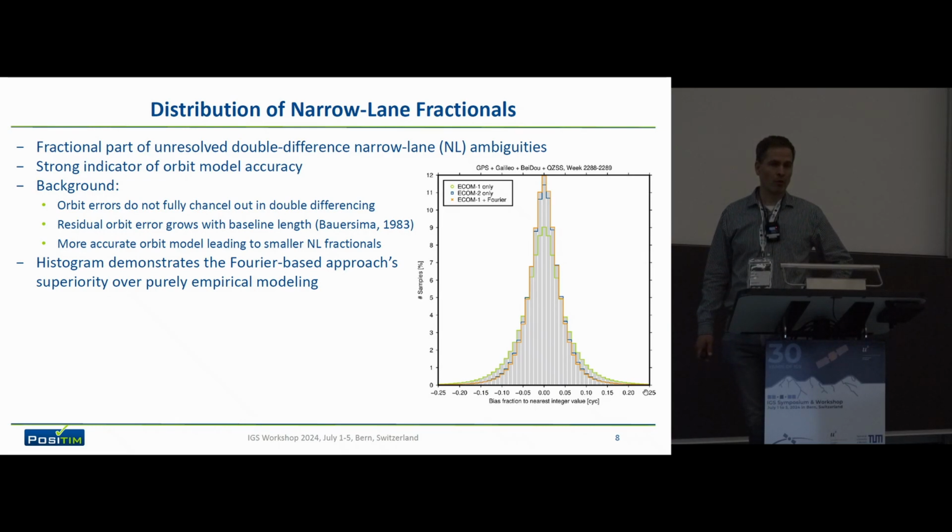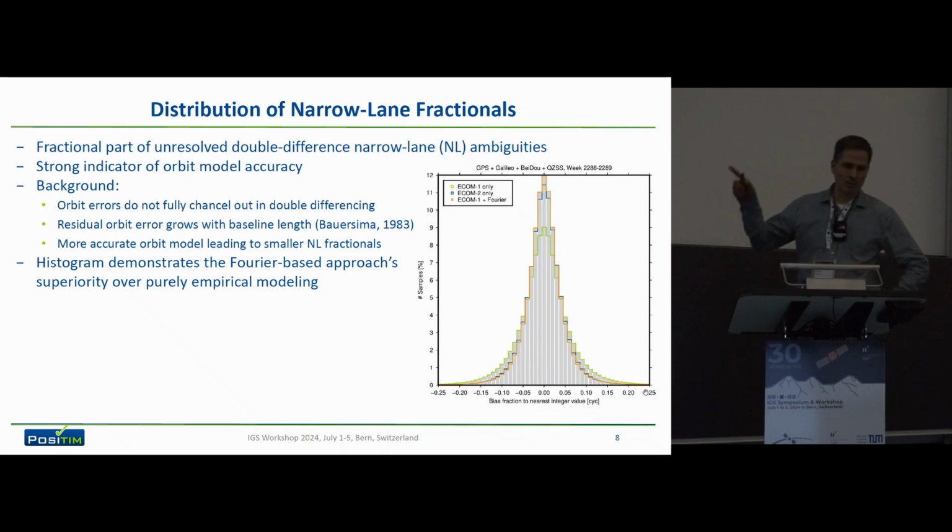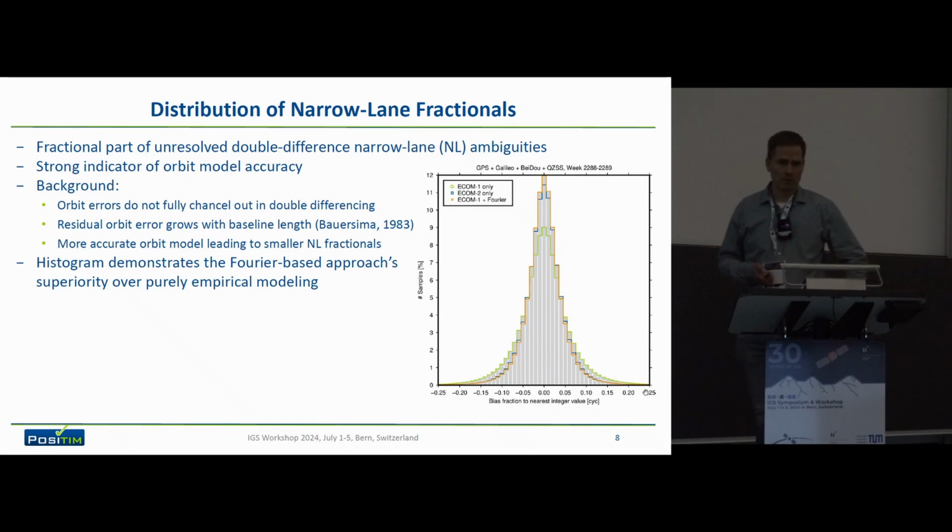So the better your orbit model is, the smaller these narrow lane fractionals should become. And you see that for these three test candidates, three different histograms here, that orange is the model with the Fourier included, and that clearly has the smallest narrow lane fractionals. And I have another slide on the fractionals.